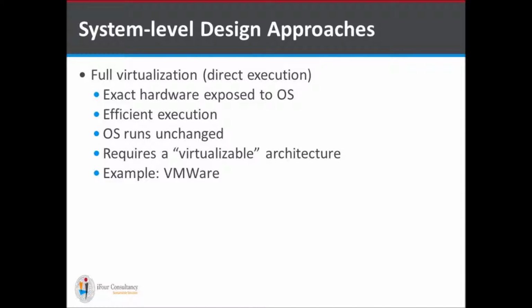System-level design approaches are of two types: full virtualization and para virtualization. Full virtualization involves the exact hardware exposed to the operating system, efficient execution, and the operating system runs unchanged. This requires a virtualizable architecture. An important example of this is VMware.